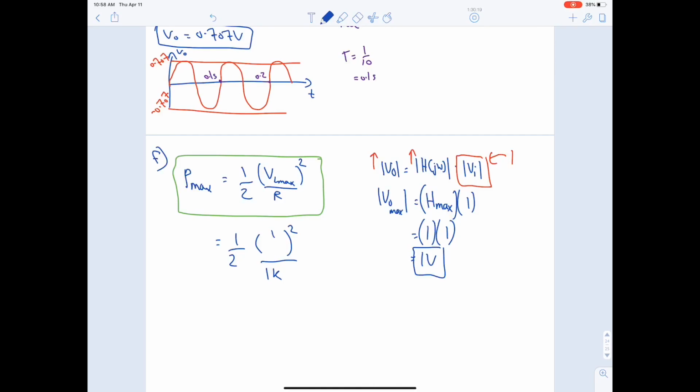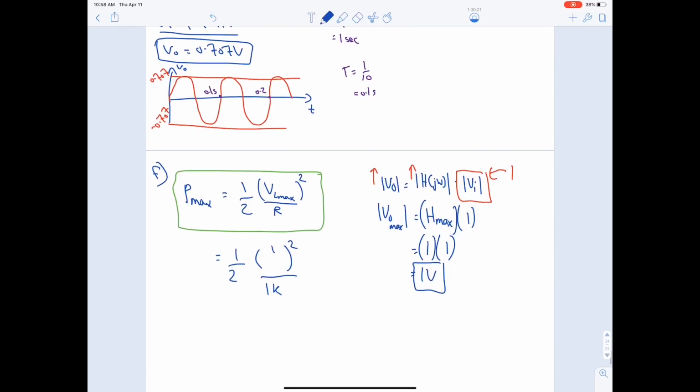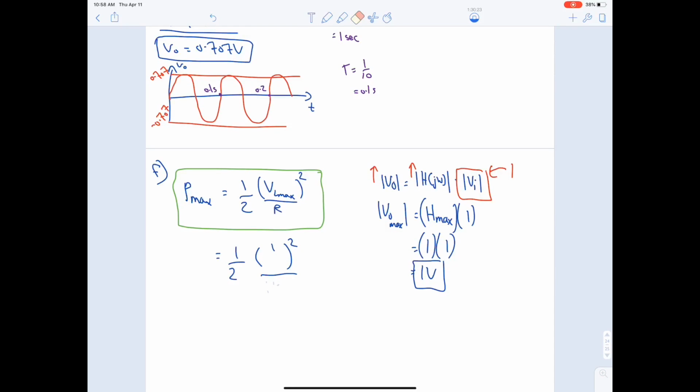No, sorry, the R is not 1K, it was 6.28 according to the question. Now note here that you're finding the power output, right? And we said in chapter 1 that in order to find P output or P input, we need to find the RMS. Don't forget the RMS. So here we should write 1 divided by root 2 to find the RMS value. Okay, this will give us 0.04 watts.